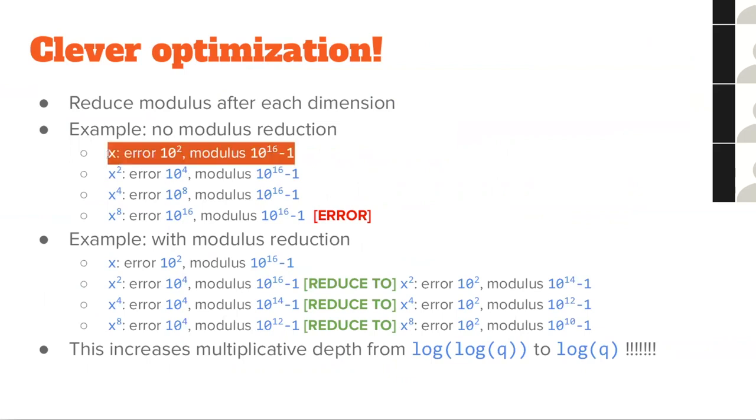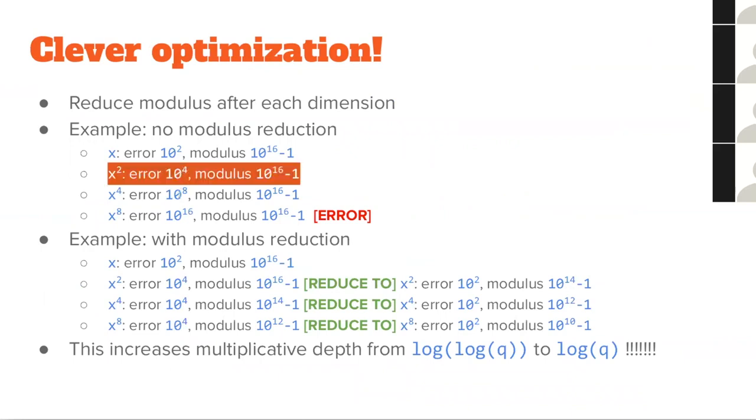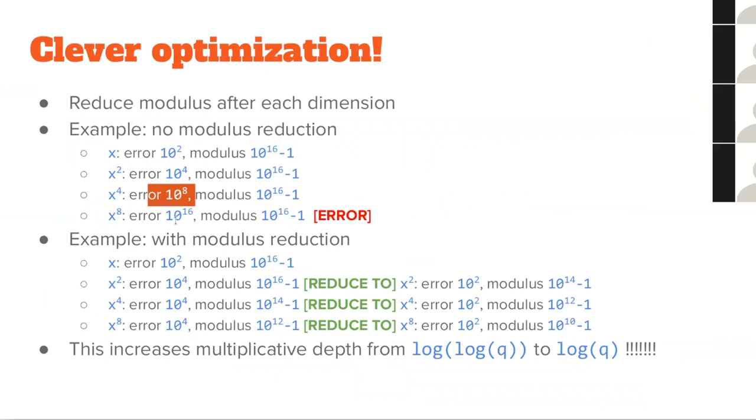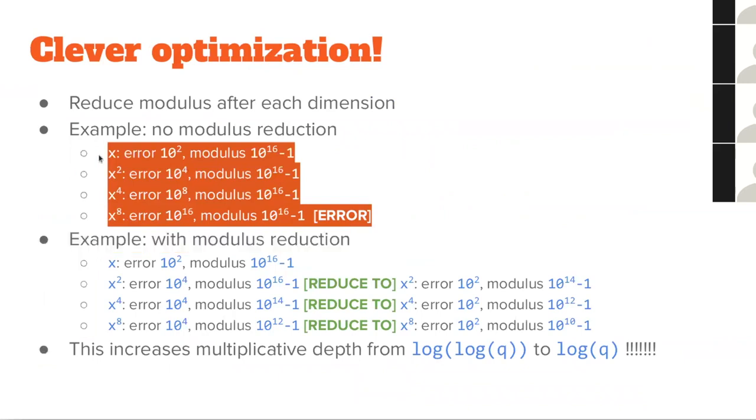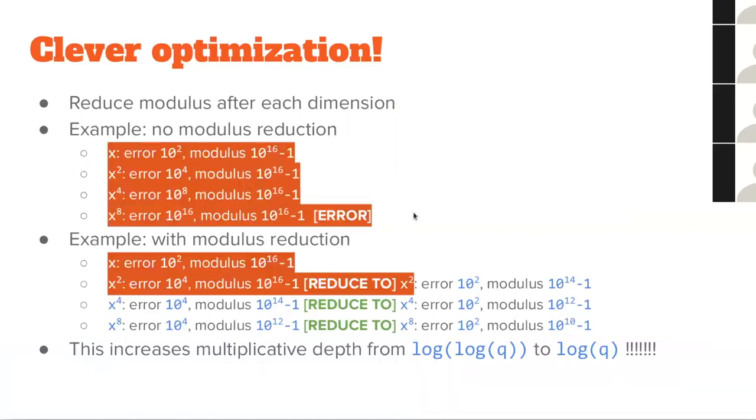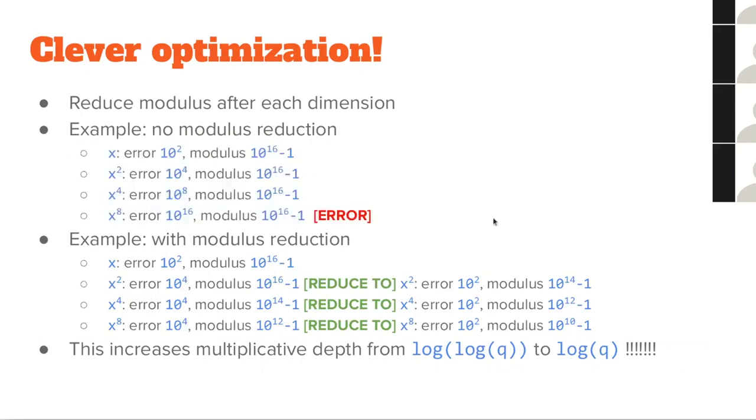So if you imagine your first ciphertext, let's say the modulus is 10 to the 16 minus 1, and your ciphertext has error 10 squared. If you square it, the error is going to be 10 to the 4. Actually, it'll be 10 to the 4 times some constant, but we'll simplify and we'll say it's 10 to the 4. Then the third time you multiply, the error is 10 to the 8. Then the fourth time you multiply, the error is 10 to the 16, and then the error overwhelms the ciphertext, and then decryption starts failing. So if you just do this fully homomorphic or just partially homomorphic encryption naively, then after a logarithmic multiplication depth, you're screwed. Now, what happens if you do modulus reduction, right?